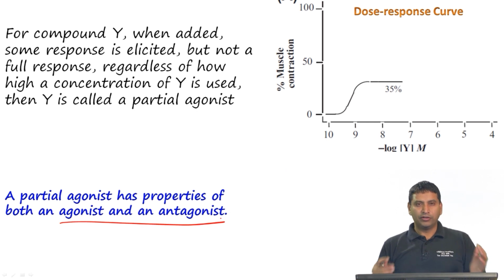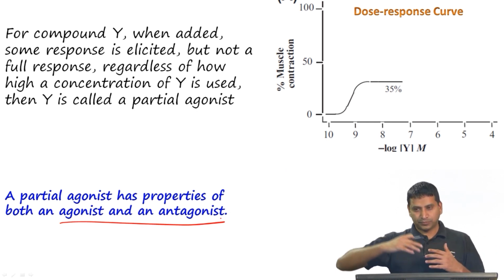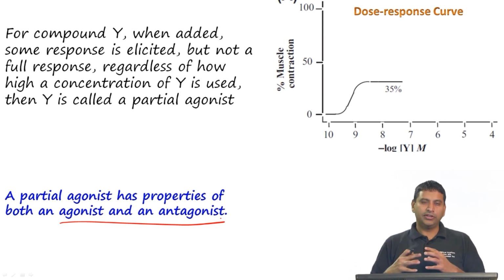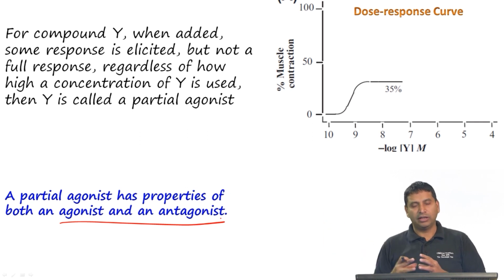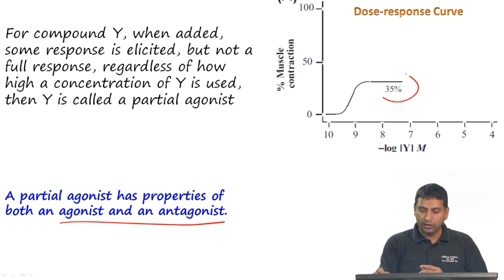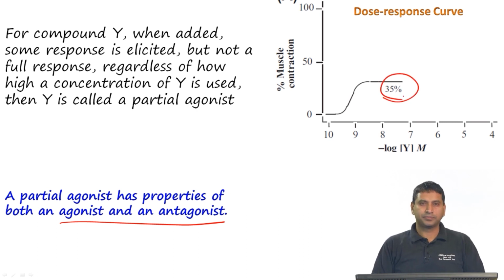Okay. So, if it is a full agonist, then we have already looked at that whatever conformational change that occurs with the natural ligand will also occur with the full agonist, and you will see a nice increase in the muscle contraction. But here, since it is acting both as an agonist as well as an antagonist, you do not see complete muscle contraction in the dose response curve. So, therefore, you call it a partial agonist.